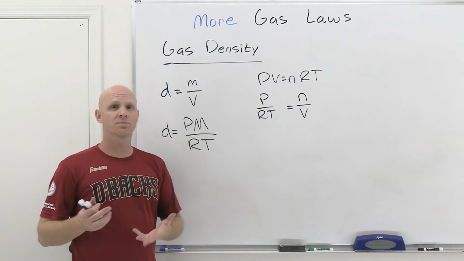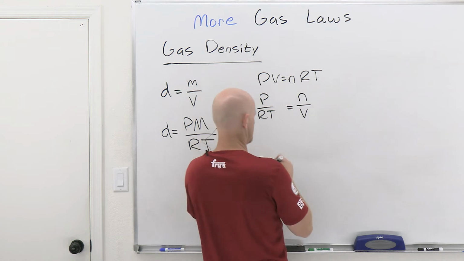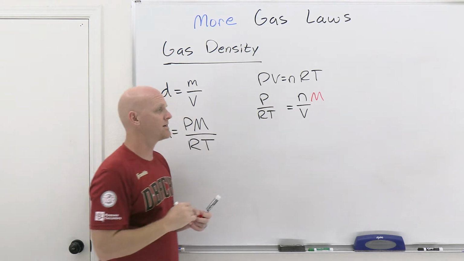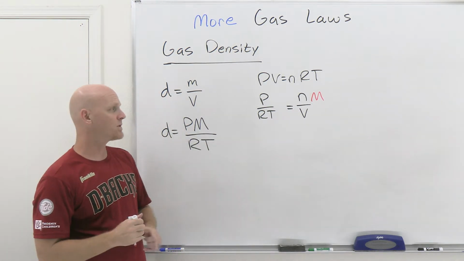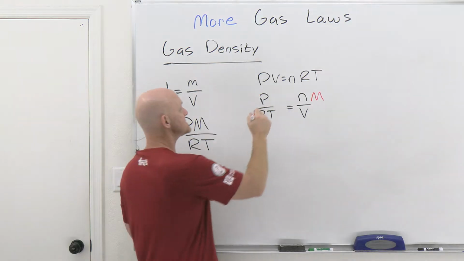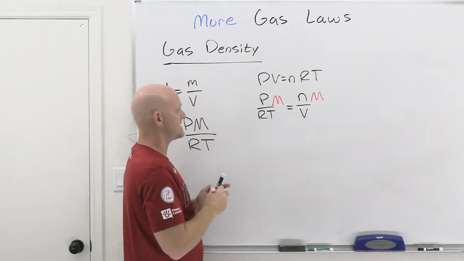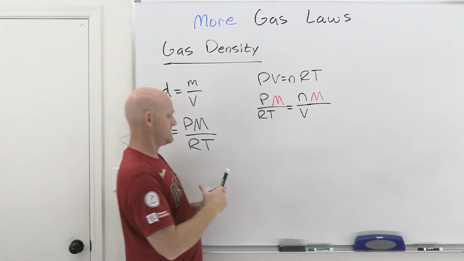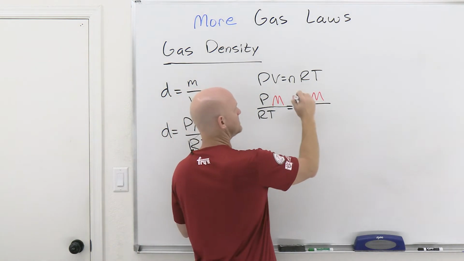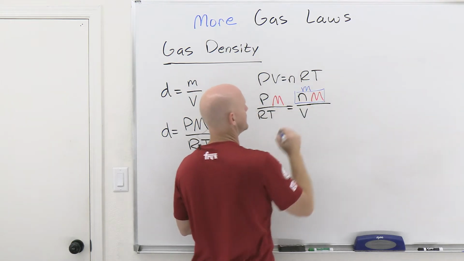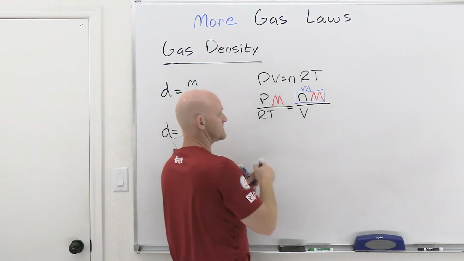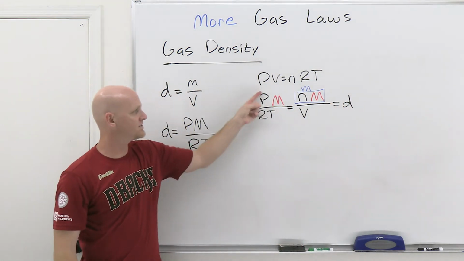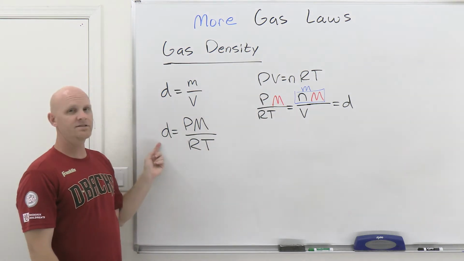To convert moles into grams, you just multiply by the molar mass. So I'm going to multiply this side by the molar mass, capital M. However, if I multiply that side by the molar mass, these aren't equal anymore, so I've got to multiply this side by the molar mass as well. Now moles times molar mass equals just plain old mass, which means this is mass over volume, and this is density. And so we've essentially just derived the other expression for the density of an ideal gas.